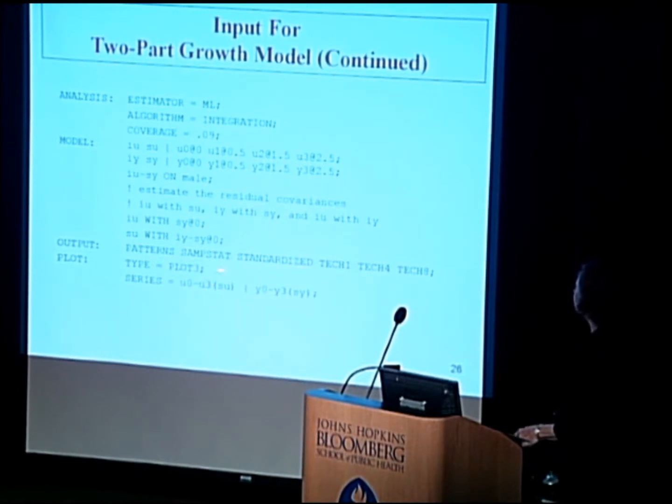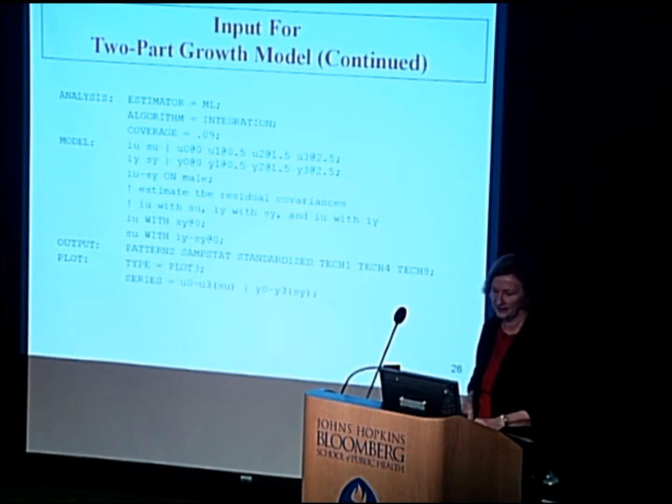Now, nothing new here except in the plot command. We have two growth processes, and if in the plot command we want to plot both of those, you use the bar to separate the two growth processes. So series equals U0 through U3, and in parentheses SU, so it takes the time scores for SU as the values on the x-axis, and then we say bar Y0 through Y3, and in parentheses SY, and it takes the time scores from SY for the values on the x-axis. So that's something that we didn't see yesterday, the plotting of two processes.